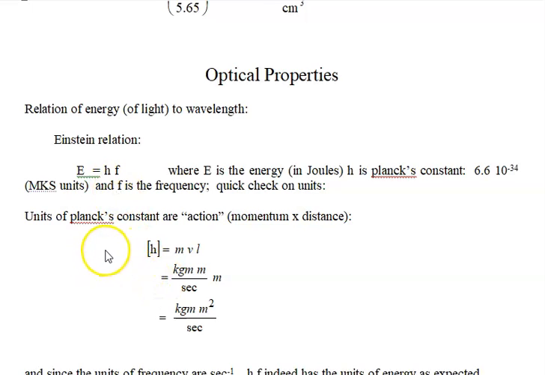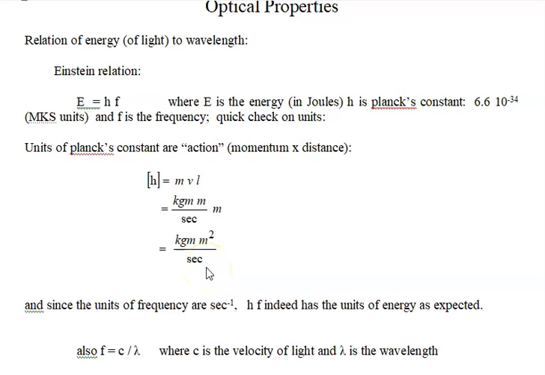The units of Planck's constant are what we call action. Momentum multiplied by distance. Momentum is mass times velocity. Distance is L. So mass is kilograms, velocity meters per second, multiplied by meters, we get kilogram meters squared per second. Those units are called action. Now, if we multiply by F, what are the units of F? Cycles per second. So the basic units are 1 over seconds. So that brings another second down here.